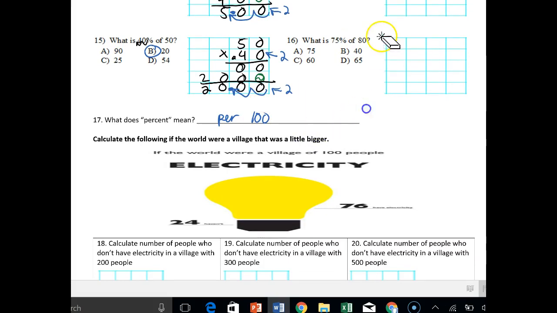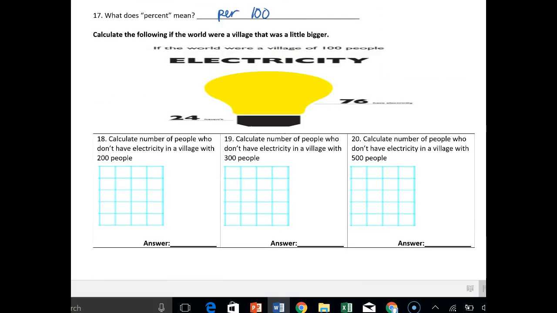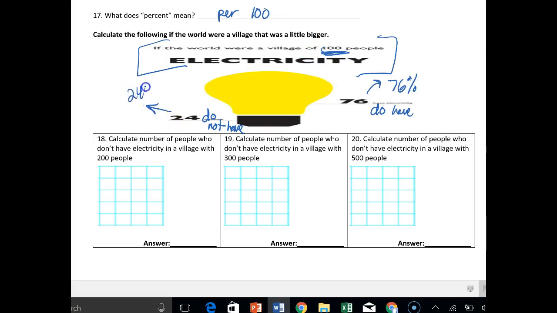Okay. All right, and then we're going back to that whole idea of what if our world was a village and it was only 100 people? And this topic, we remember in class, was about hunger, and this one's about electricity. So this one says 24 people do not have electricity, whereas this one says 76 people do have electricity, okay? So we can almost write this as a percent since it's out of 100, right? Per 100, this is 76% have it and 24% do not have it.